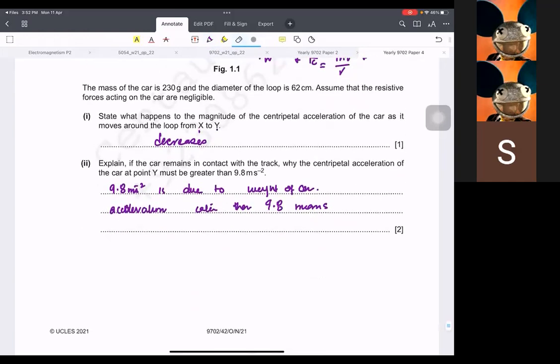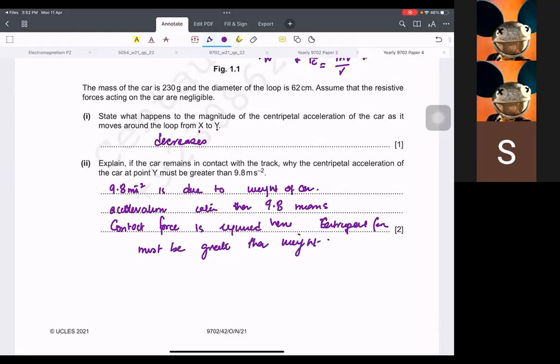So we have to write that contact force is required. Hence, centripetal force must be greater than weight. Do you understand? Like that. Should be like that.